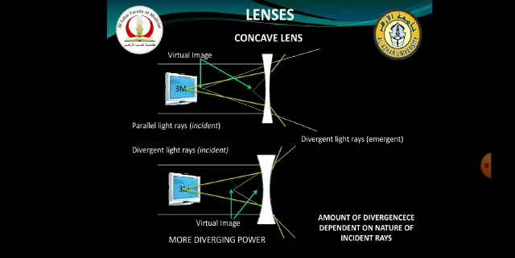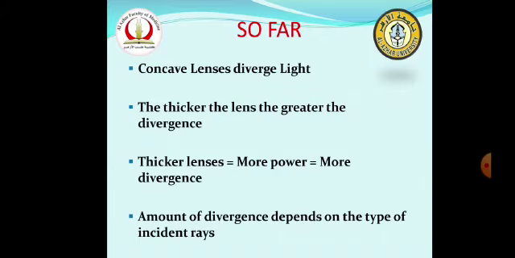This picture shows two concave lenses of different sizes and thicknesses. When the thickness is increased, the power is greater, the divergent power is increased, and the focal length is decreased. Concave lenses diverge light. The thicker the lens, the greater the divergence. Thicker lenses equals more power, equals more divergence, and amount of divergence depends on the type of incident rays.